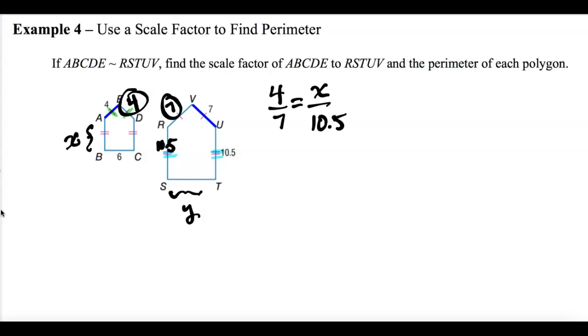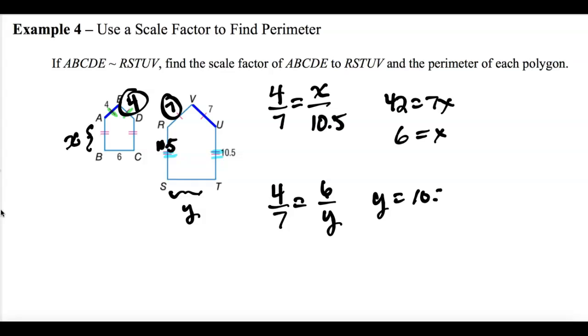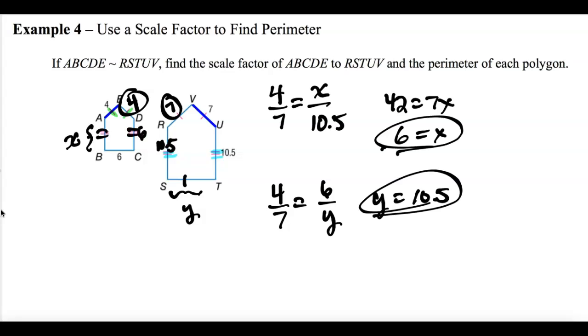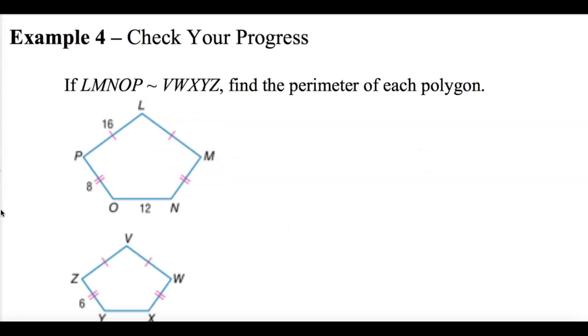Do some cross multiplication. 10.5 times 4 is 42, is equal to 7x. Divide both sides, we get x equals 6. We can continue to use that 4 over 7. And then in the other shape, we would have 6 over y, and we don't know y yet. So we'd have 42 divided by 4, and we get y is equal to 10.5. We could have guessed that since this answer came out to be 6 as well, this side. So you could have just figured out that it would have been the same. All right, I'd like you to press pause, try this one out, and then we'll go through it.